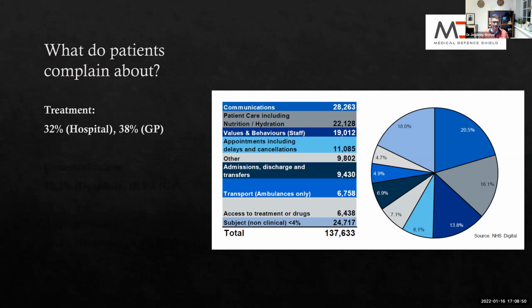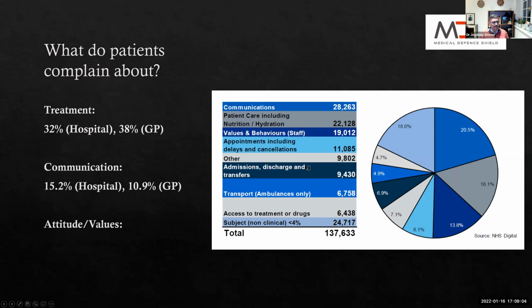So if you just look at the treatment part of it, very similar. 1 in 3 complaints were just about the treatment part, hospital and GP equally. Communication, again, more communication problems in hospital than with GPs. So GPs tend to communicate better, and that is something which hospital doctors can learn. Attitudes and values, again, very similar. So if you split them across, patients are more likely to be unhappy with the GP for the treatment part of it, but less happy with the hospital for the communication part of it. The numbers don't look distinctly different, but I think the difference is between 20 to 50%.